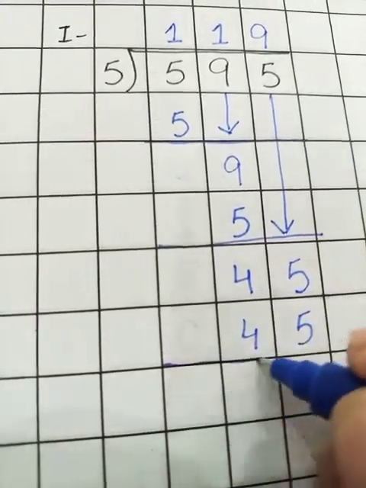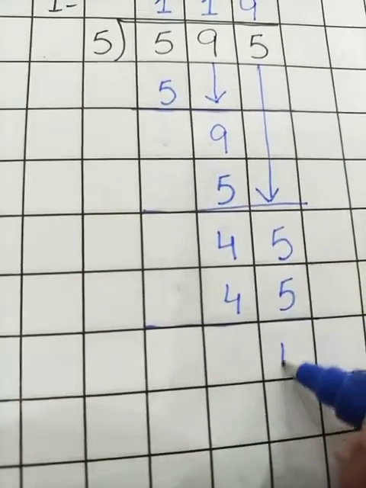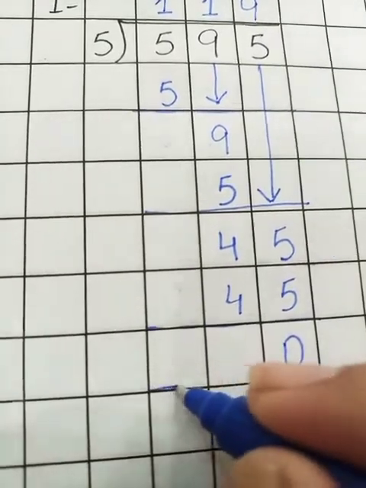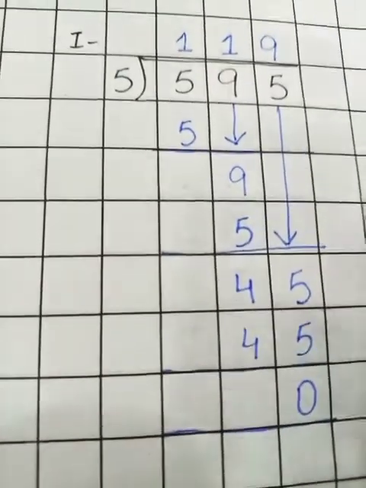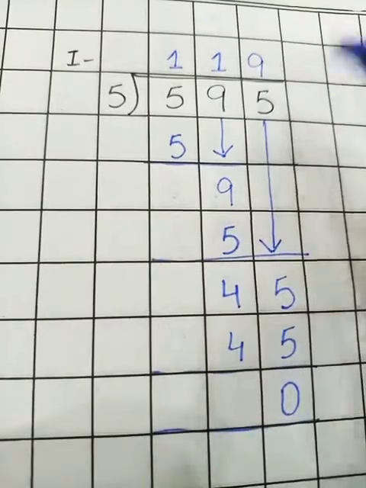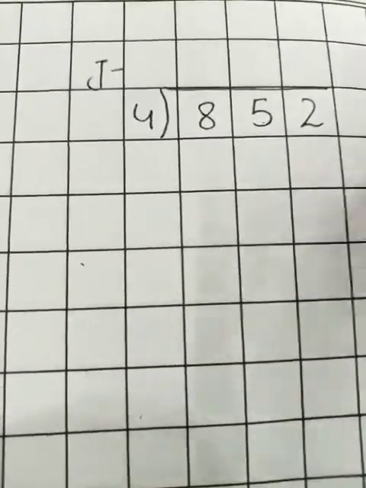Now students, 45 minus 45 and our remainder is 0, which means that we have completed our question and our quotient is 119. Next is our part J.